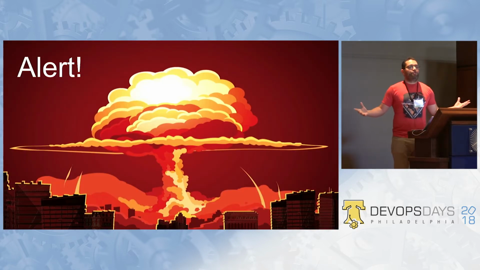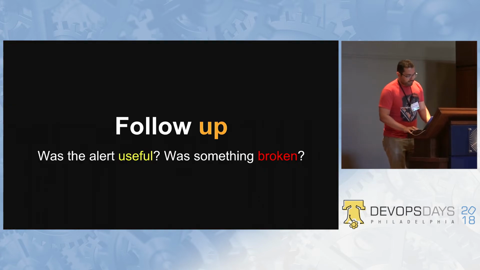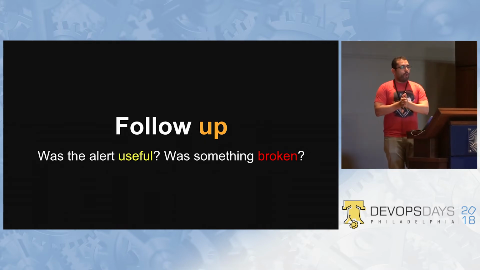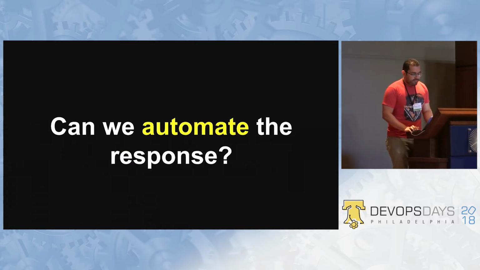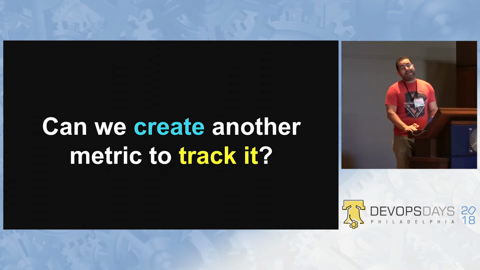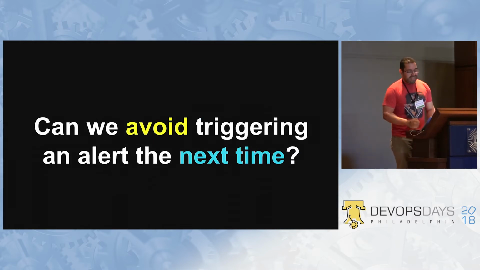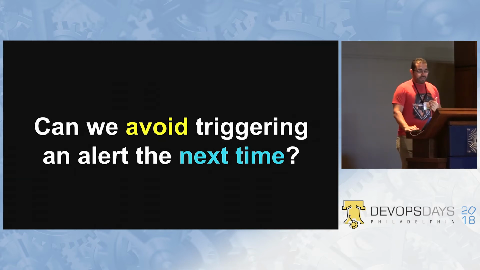And now, finally, you should send an alert. And when that happens, we have a bunch of questions that we should be asking. Was it useful? Was something actually broken when this was triggered? Can we automate the response for this alert? Can we create another metric to track what caused the alert so that the next time we can see beforehand what's going on, and people don't have to figure out what's going on in the system again? Can we avoid triggering the alert next time? Is there something that we can do to prevent triggering the alert so that it's not going to wake up people on a Sunday morning?